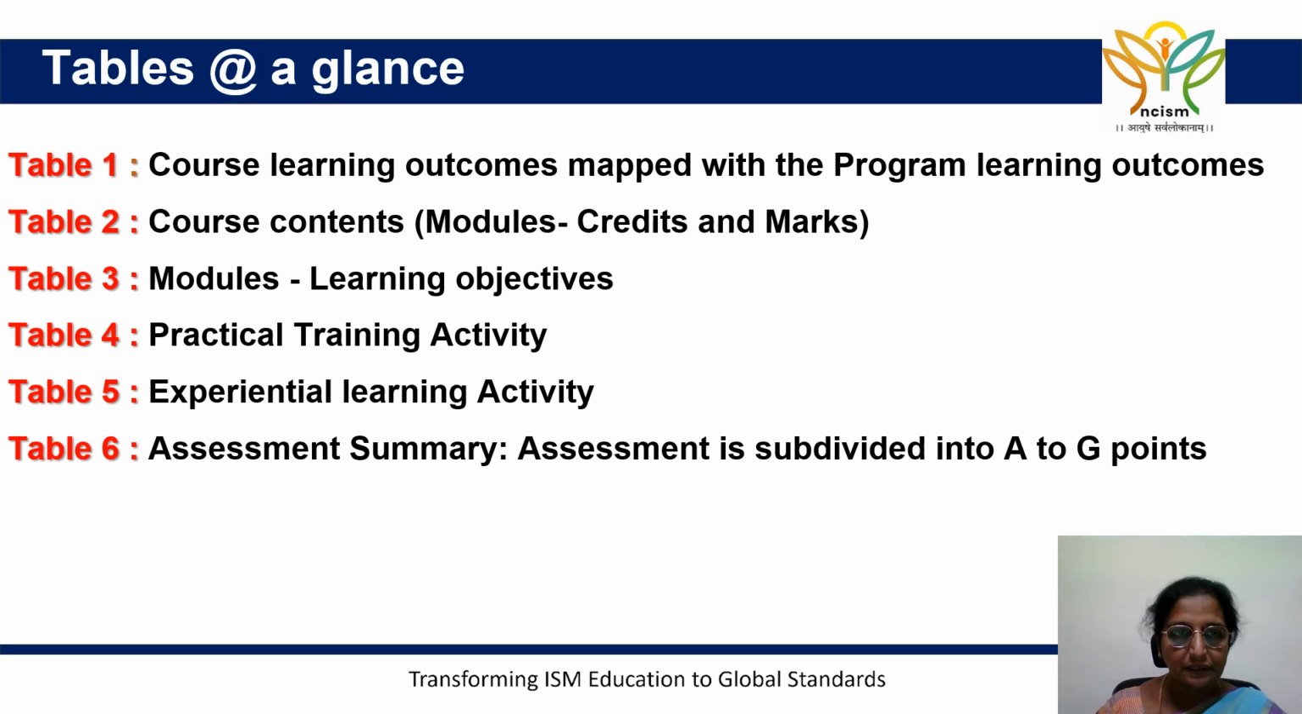Now we shall look at the tables at a glance. Table 1, course learning outcomes mapped with program learning outcomes. So this we have discussed in detail. Then comes Table 2, course contents with all modules, credits and marks. Table 3, modules with learning objectives. Table 4, practical training activity. Table 5, experiential learning activity. Table 6, assessment summary. That is, assessment is divided into A to G points.